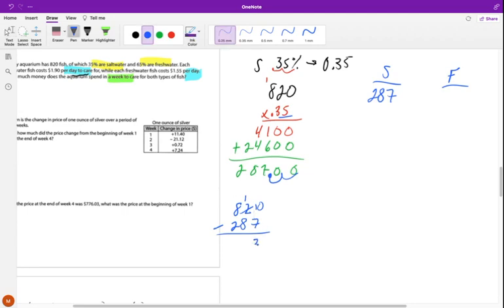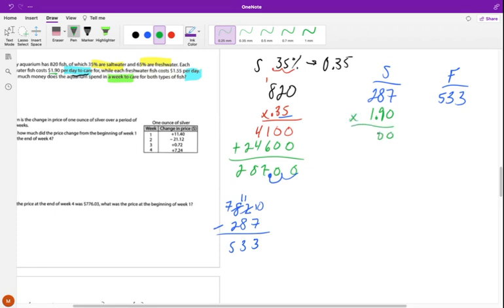So I'm going to borrow from the 2, that gives me 3. Borrow from the 8, gives me 11 minus 8 is 3. And 7 minus 2 is 5. So that means we have 533 freshwater fish. All right, so now we know how many fish of each type. Now we're going to think about the saltwater fish costing $1.90 per day to care for. So if I want to know how much I'm going to pay in total for caring for the saltwater, I need to multiply them.